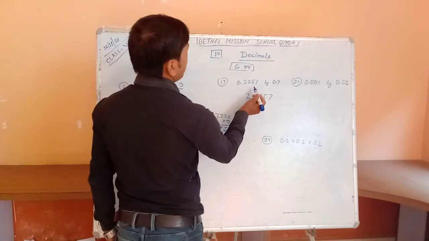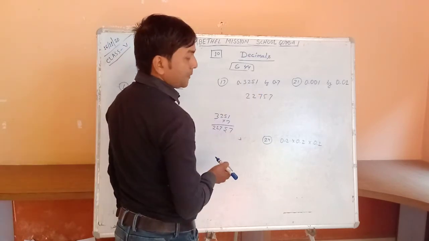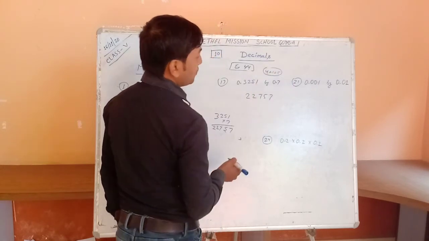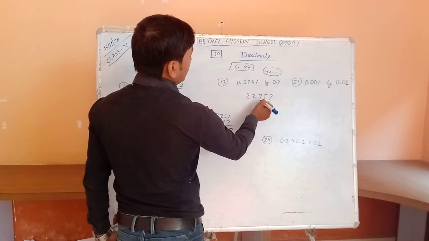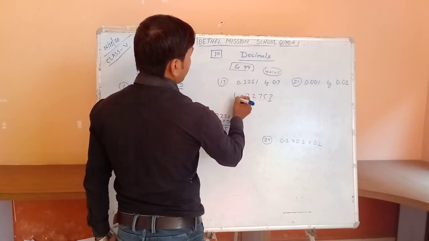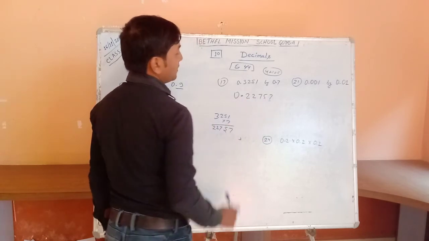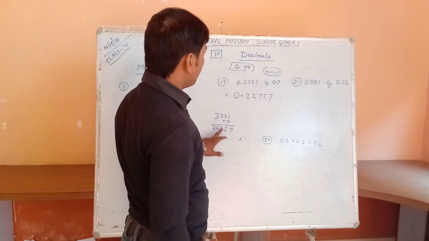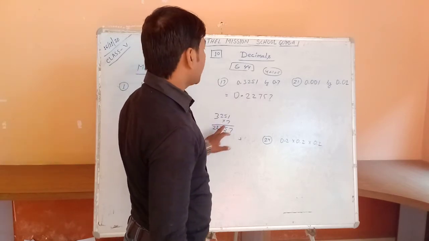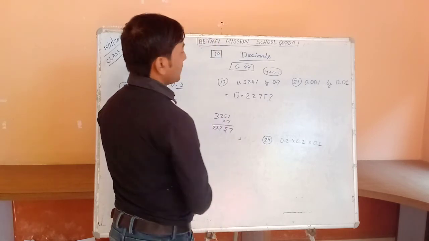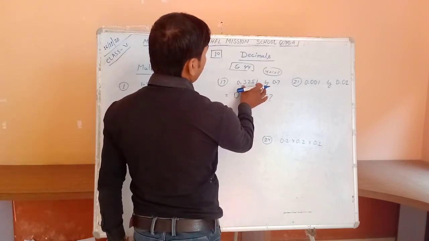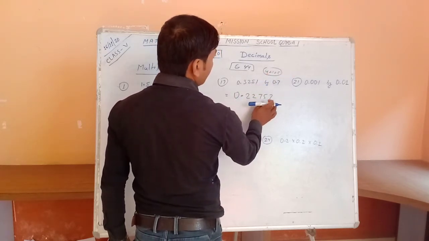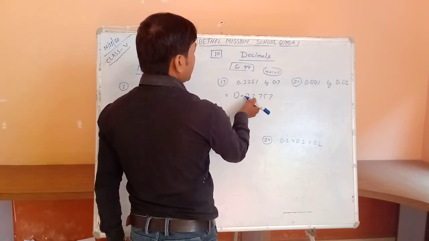How many places? 1 2 3 4. 4 decimal places here, and 1. 4 plus 1. After 5 decimal places, you have to put the decimal. 1, 2, 3, 4, 5. It means here 5 digits. Okay. So method is first multiply after removing the decimals, and then at last put the decimal after counting. Here 4 decimal places, here 1 decimal place. So total 4 plus 1, 5 decimal places. So after 5 digits put decimal.